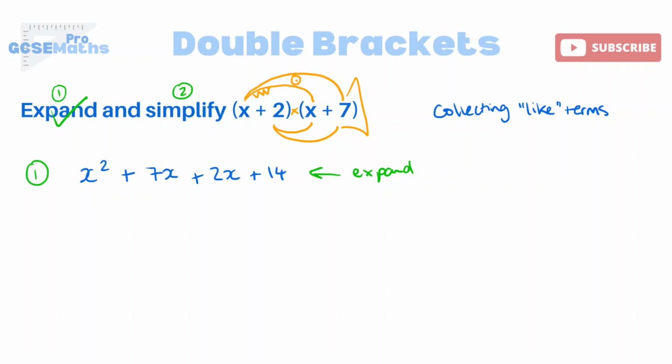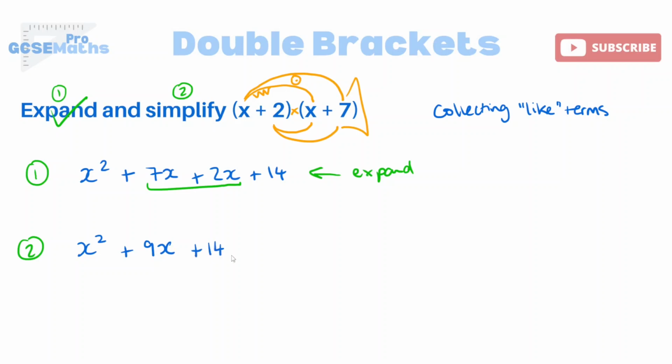In this case, you can see the only like terms we have are these middle two. We've got a 7x and a 2x. Those are like terms. So in this case, I can actually add them together. So my simplifying line is going to be still x squared because there aren't any other x squareds to change that. But then I've got 7x plus 2x, which is plus 9x. And finally, I've still got the plus 14 because, again, that's a whole number on its own.